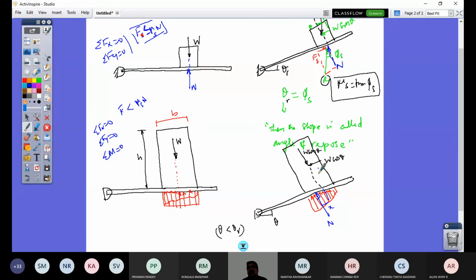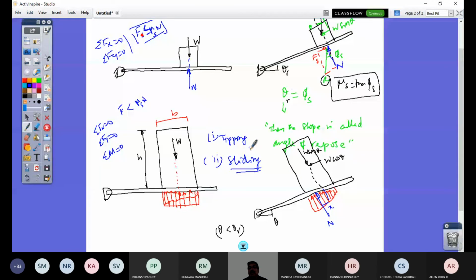There are two scenarios in which this equilibrium can be disturbed. One is tipping. Another one is sliding. Sliding is the only one present in particle mechanics. Tipping also has to be investigated in rigid body mechanics. In such cases, this is an example problem. So what is the condition for tipping now?